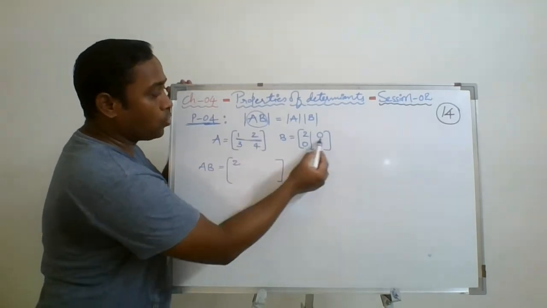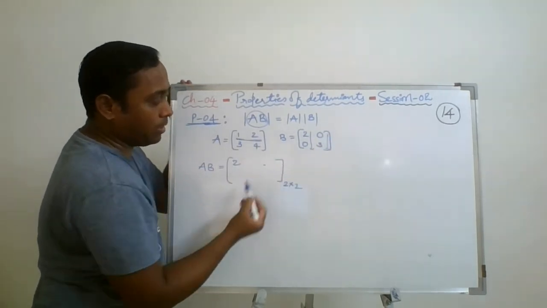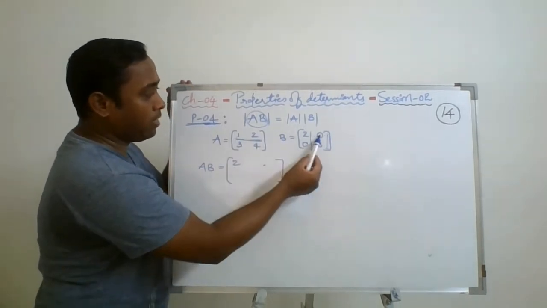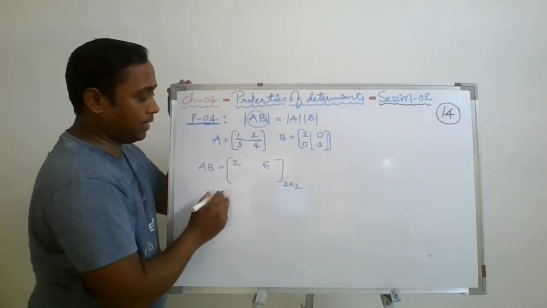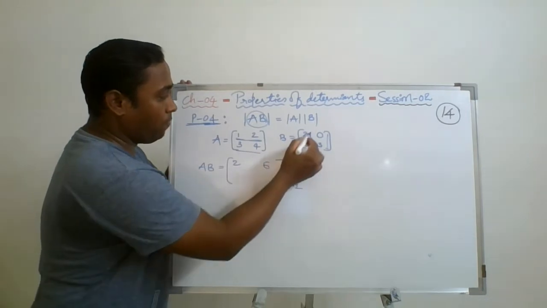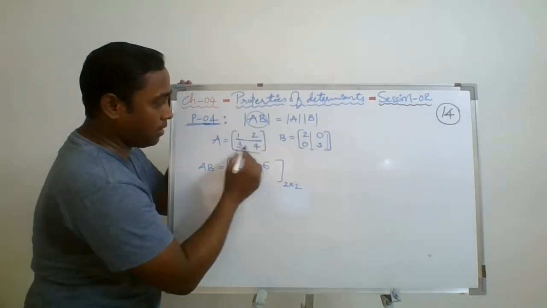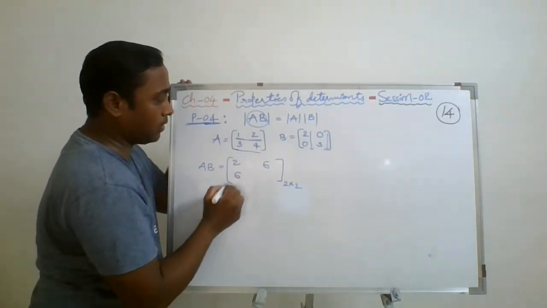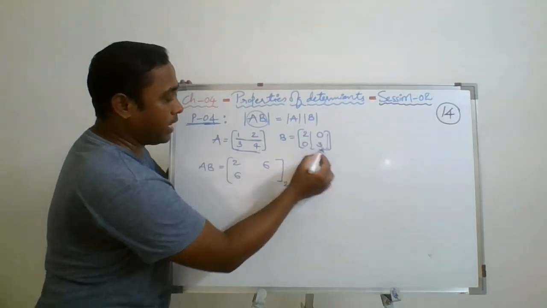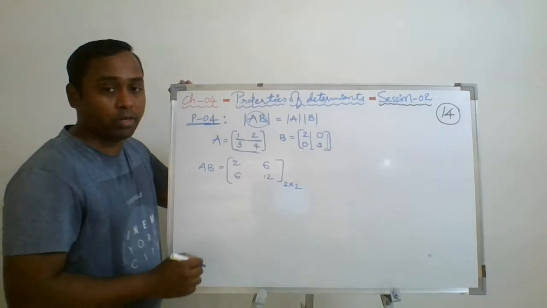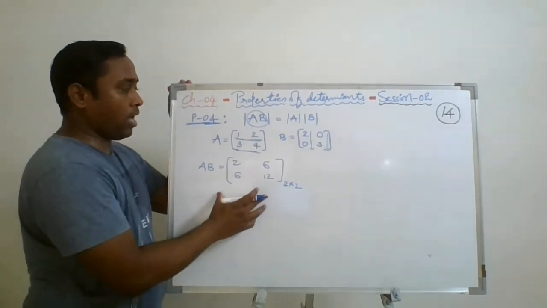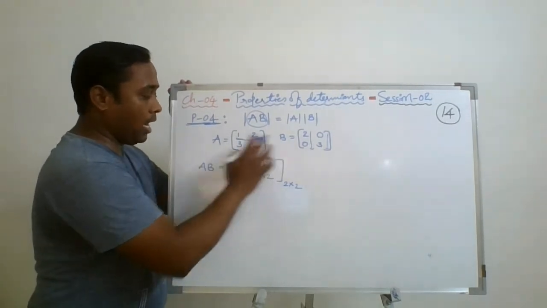Similarly, now the first row second column, how can I get this element? Just by multiplying the corresponding elements and adding them, you will get 6. Second row first column, it would be 6 and 0, that would be 6. And the second row second column, 3 zeros are 0, 4 threes are 12, the sum is 12. So now I have A, B and AB.